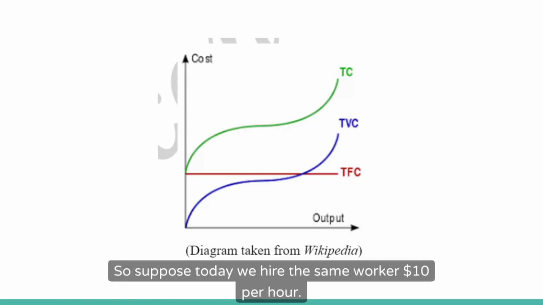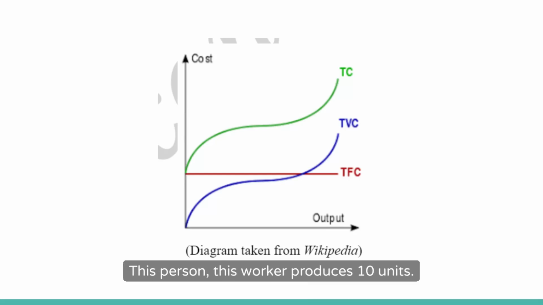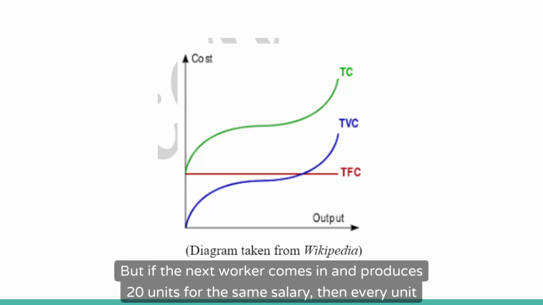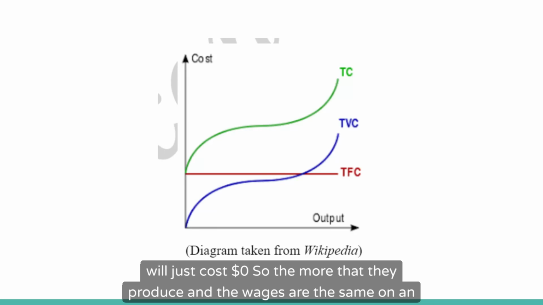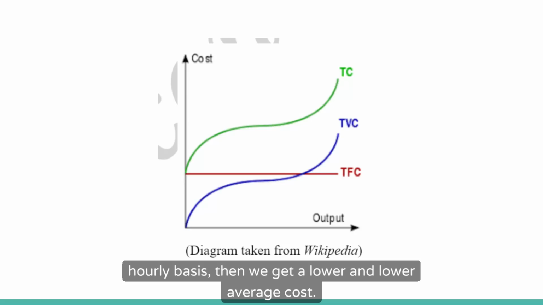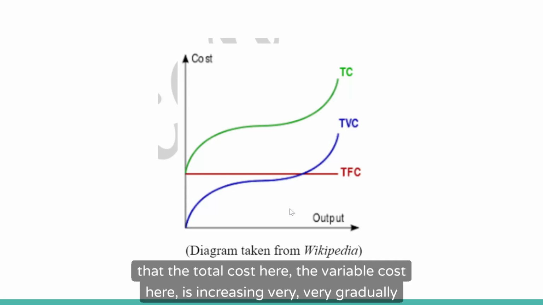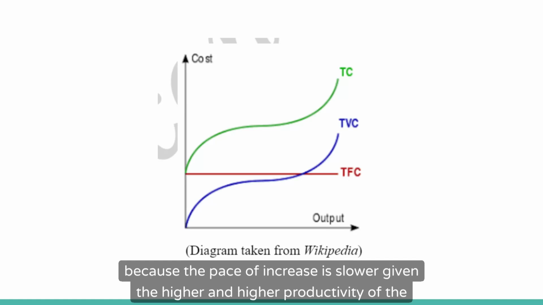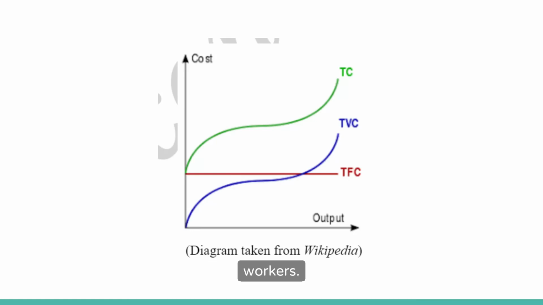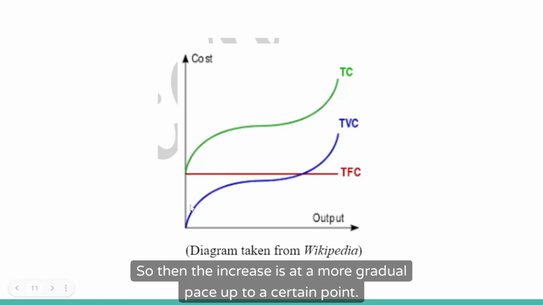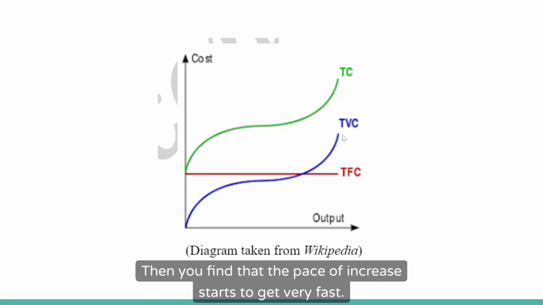Suppose today we hire a worker at $10 per hour. This worker produces 10 units. Every unit will cost an average of $1. But if the next worker comes in and produces 20 units for the same salary, then every unit will just cost 50 cents. So the more they produce and the wages are the same on an hourly basis, the lower and lower the average cost. This means that the variable cost here is increasing very gradually because the pace of increase is slower, given the higher and higher productivity of the workers. So the increase is at a more gradual pace up to a certain point, then you find that the pace of increase starts to get very fast.